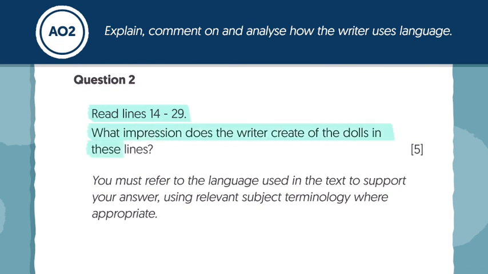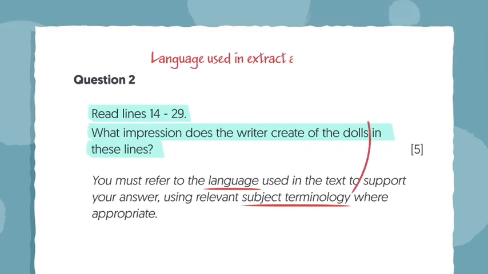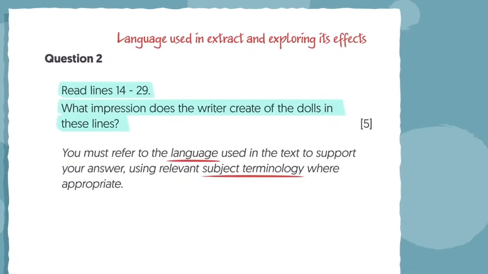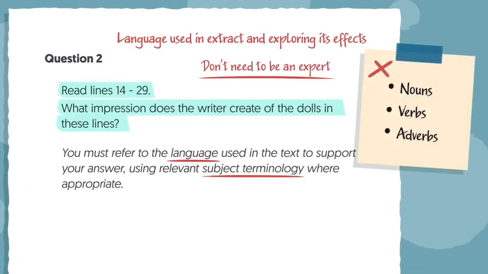Here the question we'll be looking at is, what impression does the writer create of the dolls in lines 14 to 29? The question also tells you that you have to refer to the language used in the text and use relevant subject terminology where appropriate. Remember, subject terminology here refers to your comments on language used in the extract and exploring its effect. It doesn't mean you have to become an expert at identifying things like nouns, verbs, and adverbs.